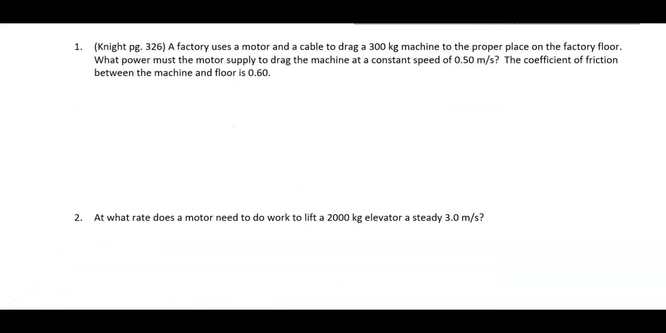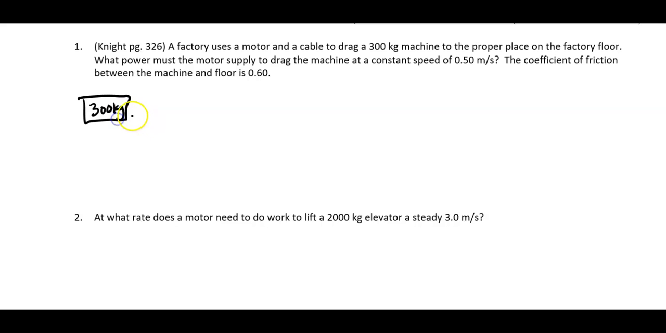Okay, so now we're going to go over problems involving power, or the rate that things consume energy. I have the first two posted here and the other one I'll have out in just a second. So I encourage you to read these problems yourself, try them yourself, and then check back into the video. Okay, so after you've done that, let's look at number one together. A factory uses a motor and cable to drag a 300-kilogram machine to the proper place on the factory floor. What power must the motor supply to drag the machine at a constant speed of 0.5 meters per second?